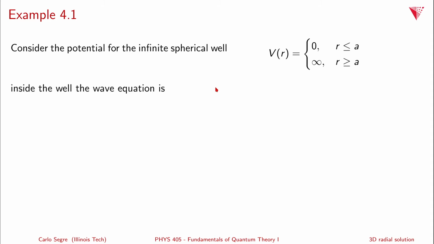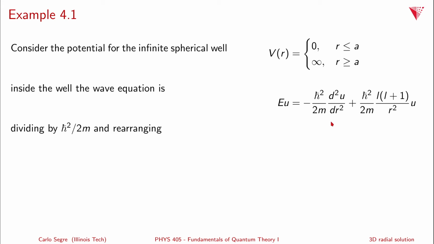So inside the well, the wave equation for u is just E times u is equal to minus h bar squared over 2m, d squared u/dr squared, plus h bar squared over 2m times L(L+1) over r squared times u. If we now divide by h bar squared over 2m and rearrange, we get d squared u/dr squared is equal to L(L+1) over r squared minus 2mE over h bar squared, times u. So this is a very familiar kind of equation, except that we don't have just a constant times u, we have this term times u, and we have to deal with that.